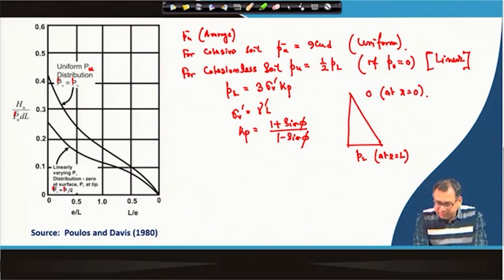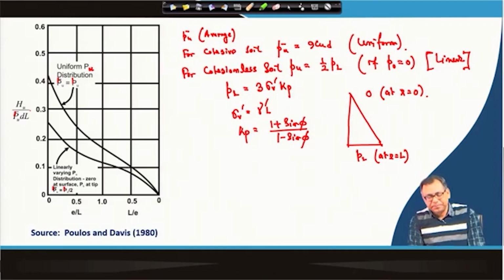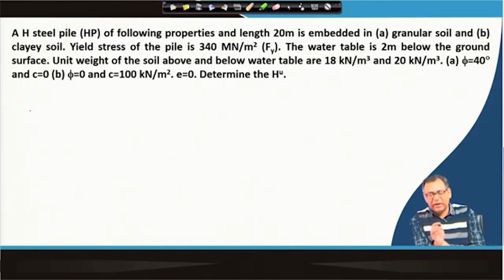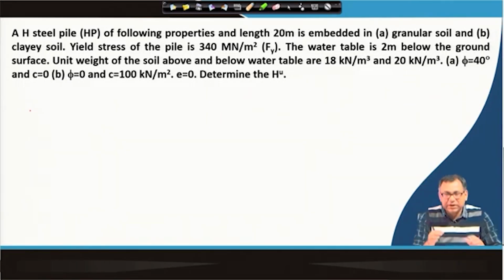PL I will get by using these equations, and once I get the value, then for different cases, whether uniform or linear, I will get HU from PU, D, and L. D I know, L I know, PU I will get from these equations. So, I will get the HU, which is simple. Let us see which approach is giving a better result, or the result which we can use for our design.